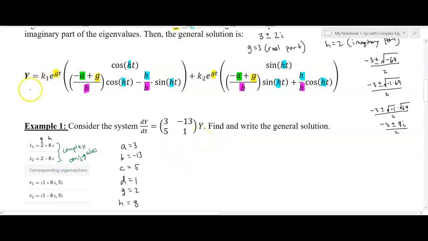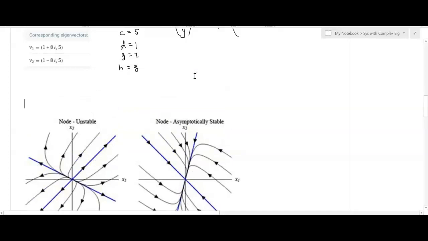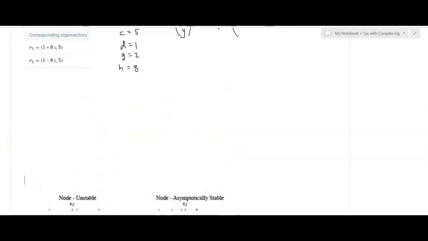And so the y vector, recall what that has in it. That's just our two dependent variables. So x and y equal. And now we can start plugging things in here. So we'll have k1, that's our arbitrary constant, e to the 2t, times, inside the parentheses for the x component, we'll have cosine of 8t. So h is 8. And for the bottom component, we'll have negative a plus g over b. And that might be something I want to do off to the side, so I don't have to keep writing in that big fraction. So let's go ahead and just write that down, figure out what that coefficient is, and then worry about plugging it in.